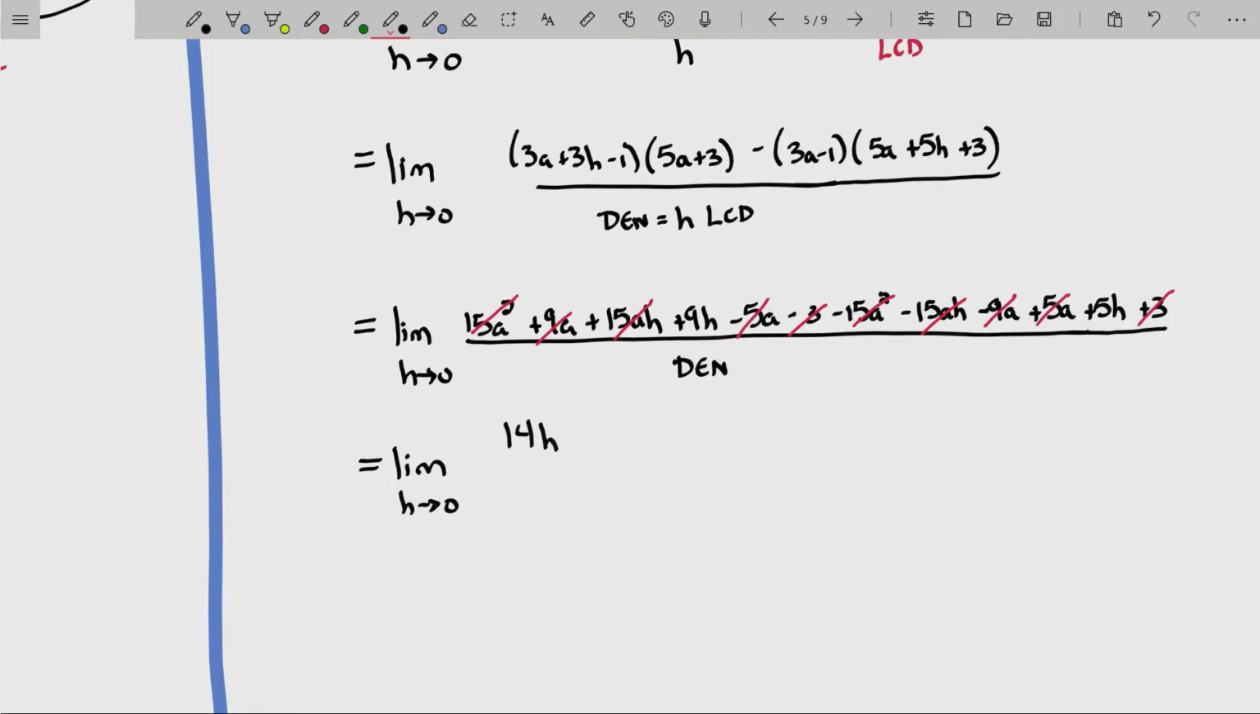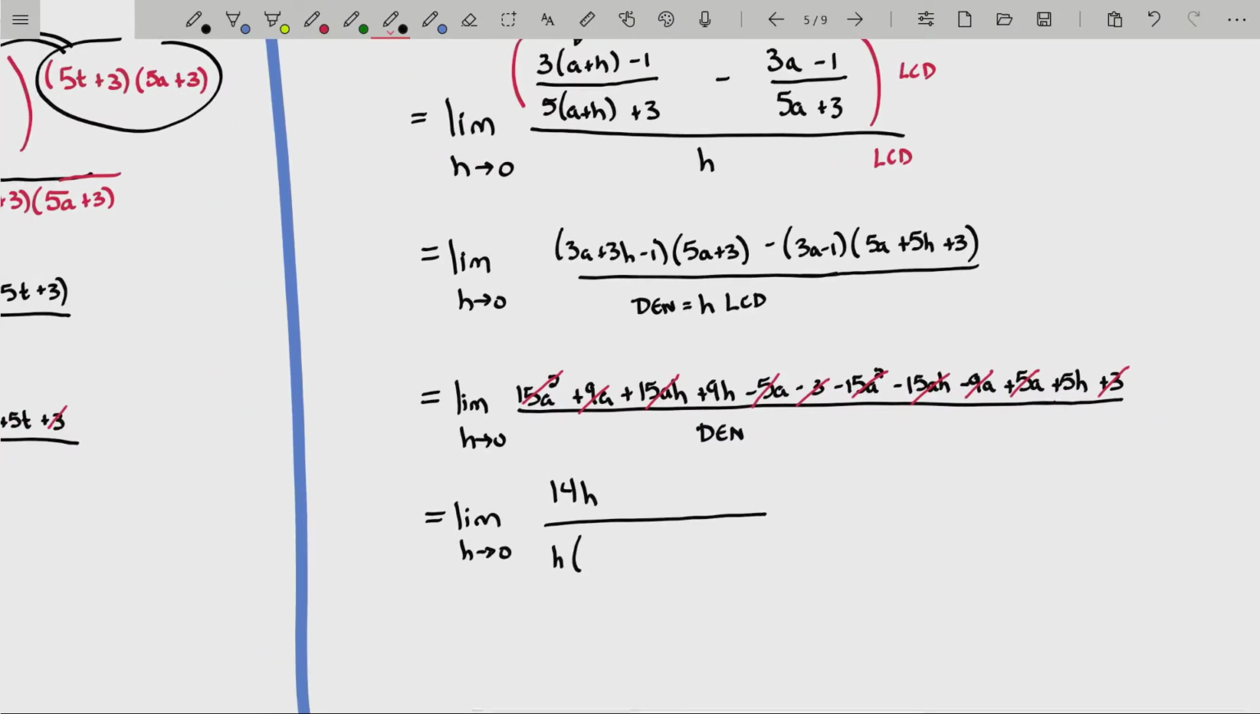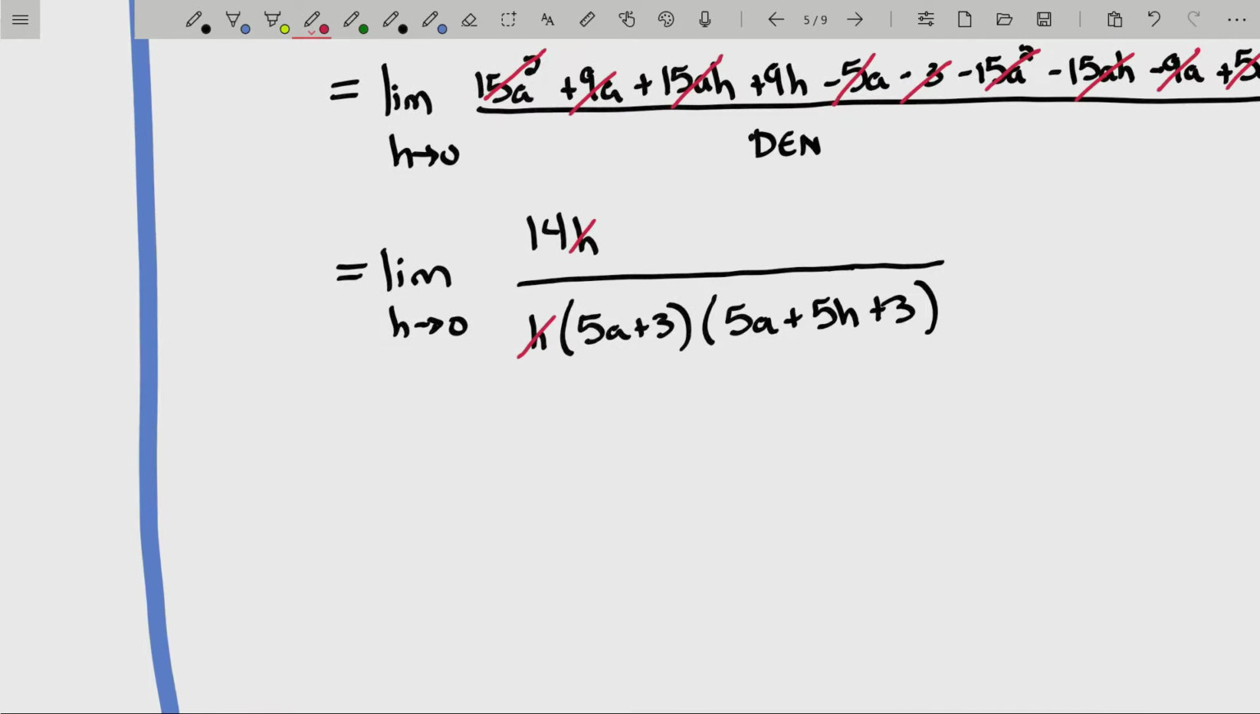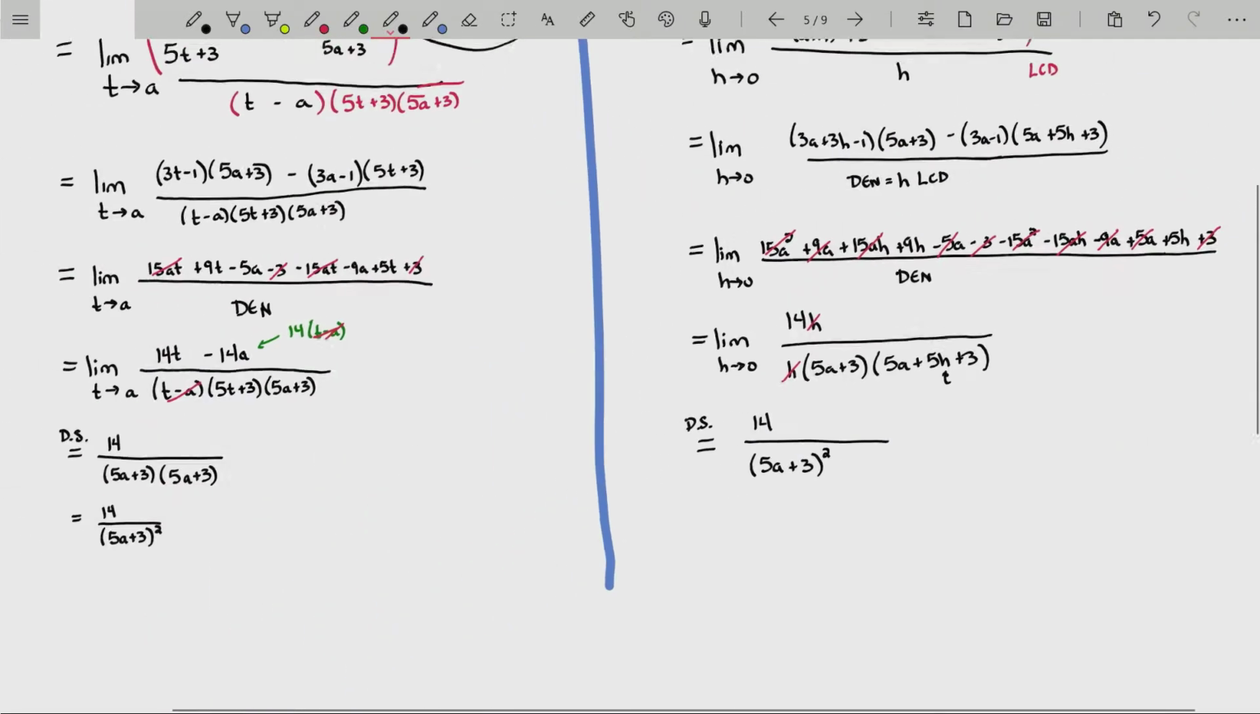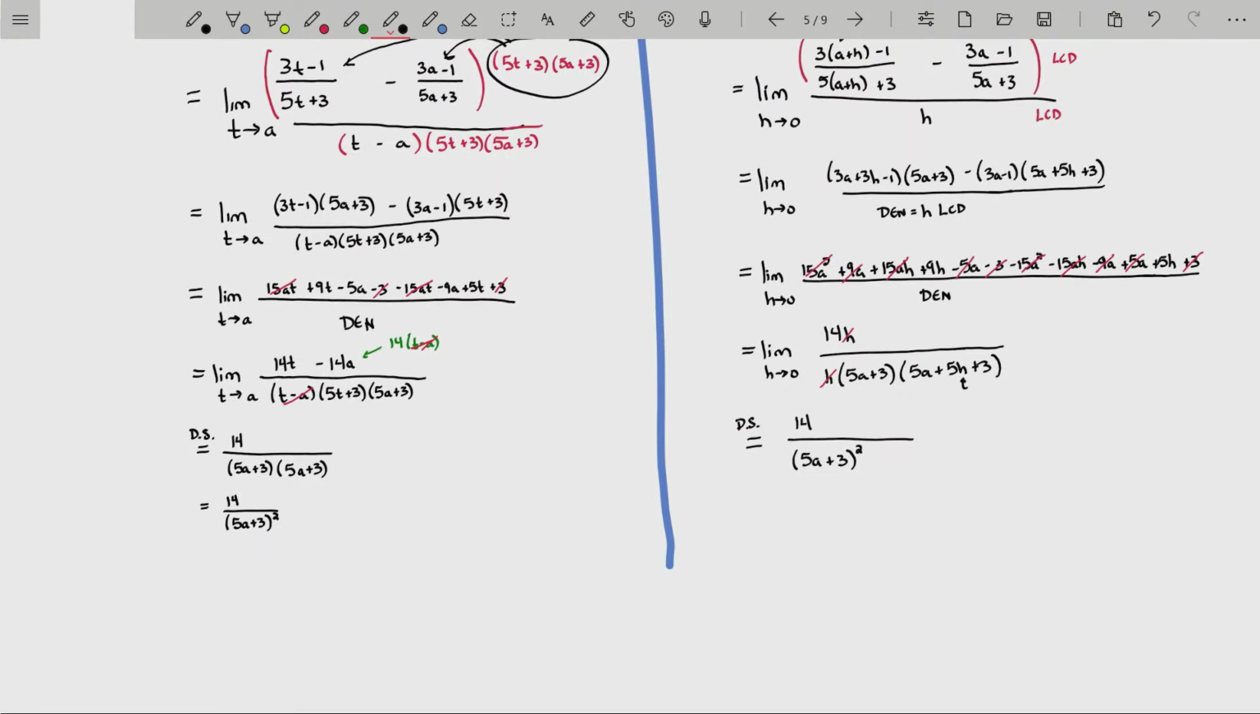And this is all over that denominator, which is h times the LCD, which was (5a plus 3) and (5a plus 5h plus 3). Notice the h's will cancel, so we are now allowed to use direct substitution because that will not cause division by 0. So allowing h to be 0, you'll get (5a plus 3) times (5a plus 3), or in other words (5a plus 3) squared, which is exactly what we arrived at in the previous example.